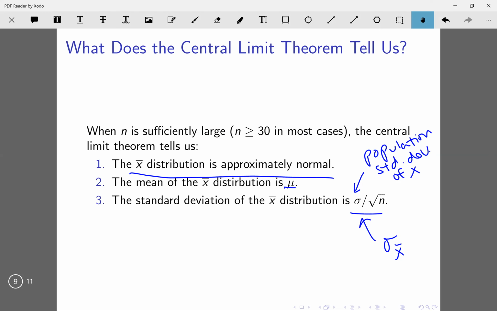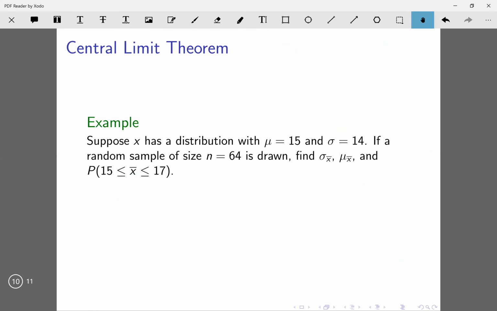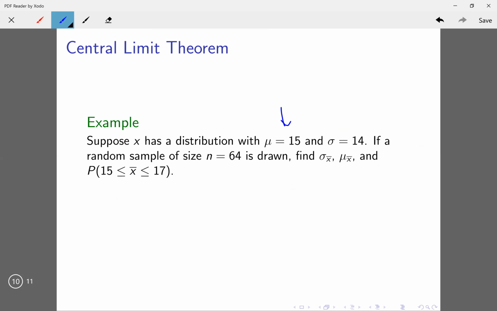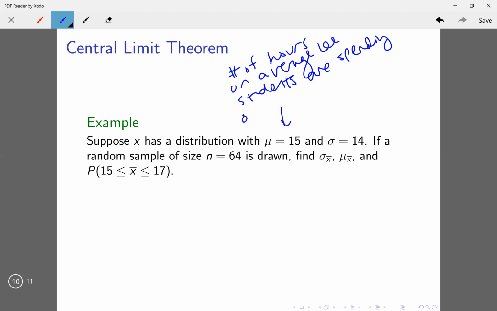So let's do an example where we can use the central limit theorem to make a similar kind of calculation. So here, we don't know what the distribution looks like. So let's take a look here, and let's say this is the number of hours on average these students are spending on TikTok per week now that you're on break.